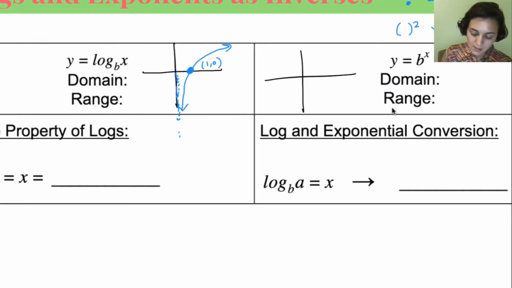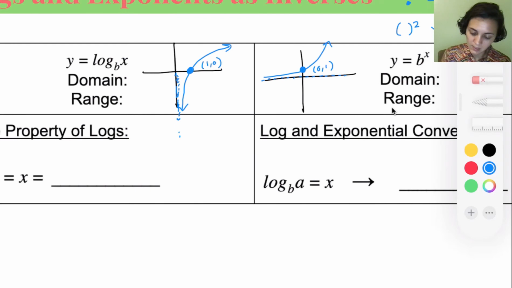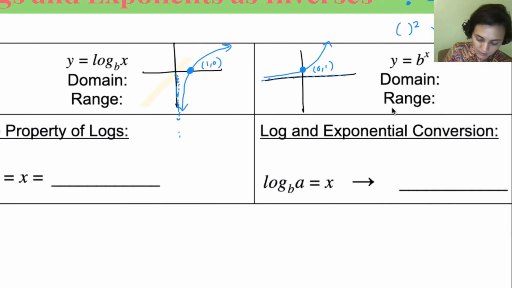There's a log, and then an exponent looks like this. There's an asymptote here now, and it goes like that, and it goes through the point 0, 1. So remember, inverses always switch their points, and you can kind of see, if I were to draw the line of symmetry, so the line of symmetry is here in both the graphs, they are a reflection of each other over the line of symmetry. So logs and exponents are inverses.